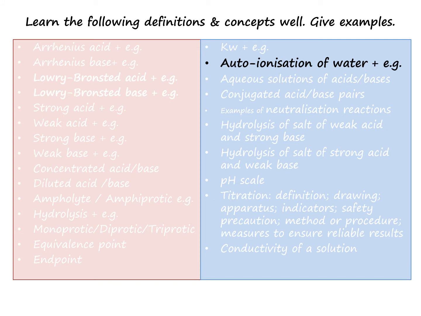Autoionization of water is the reaction of water with itself to form hydronium ions and hydroxide ions. Example: H2O + H2O → H3O+(aq) + OH-(aq). In other words, water plus water gives hydronium ions in a watery solution and hydroxide ions in a watery solution.